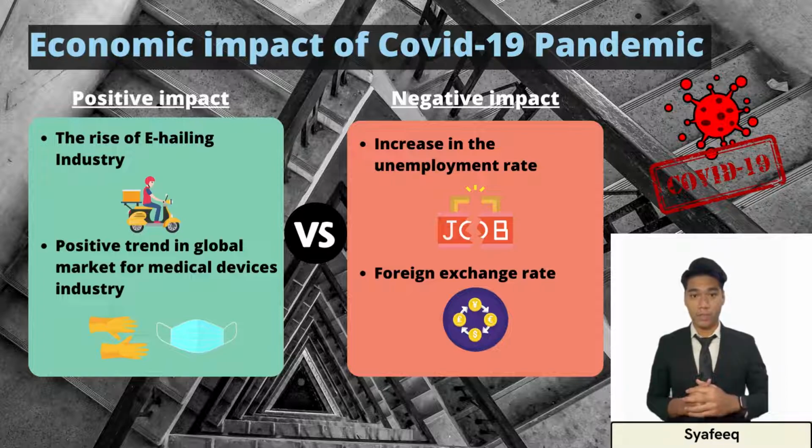The second positive impact is the positive trend in the global market for the medical devices industry. During the COVID-19 pandemic, the demand for the medical devices industry has been greatly increasing to support the needs of society. For example, rubber gloves, hand sanitizer, and face masks have become essential needs for an individual as a law was enforced by the government, especially on the use of face masks. For instance, Malaysia is the world's largest producer and leading exporter of rubber gloves, contributing 63% of global supply. Now, we move to the red box, which is the negative impact.